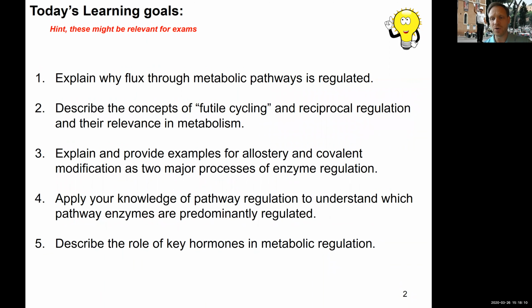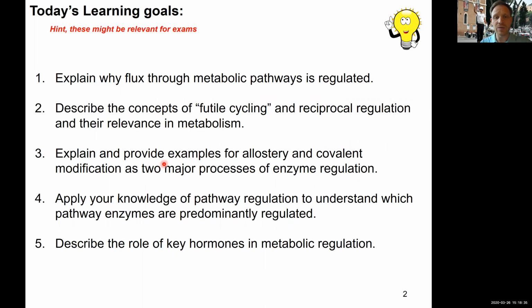So we have a number of learning goals today that we have to work through. First and foremost, we want to be able to explain why controlling, regulating flux through metabolic pathways is important. Then we want to be able to describe two important concepts in regulating metabolism: futile cycling and reciprocal regulation, and why they are important to metabolism.